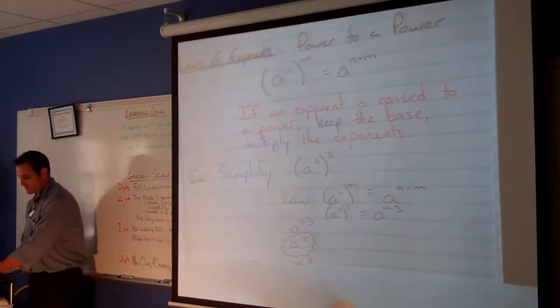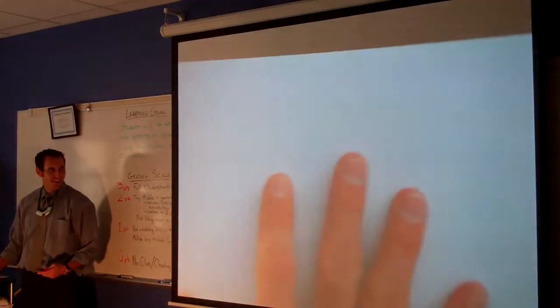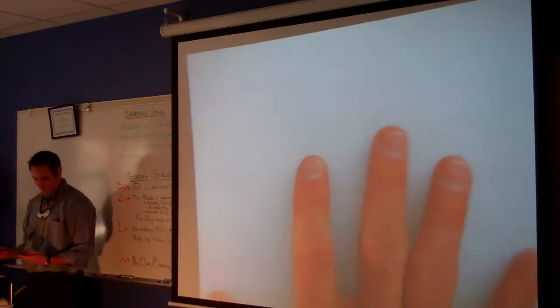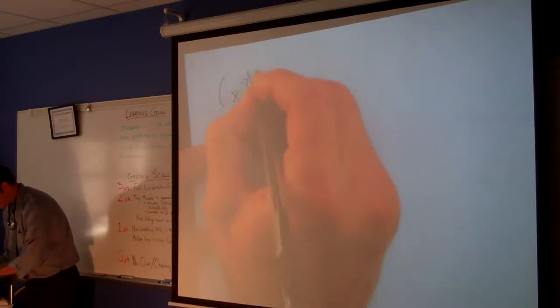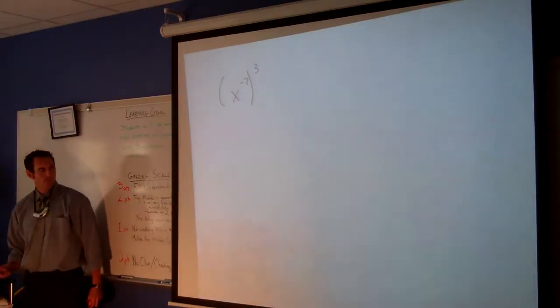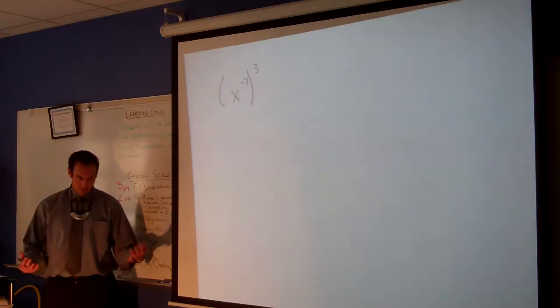So now we're going to cover a few examples where that law is used, but things may get a little bit more complicated. As you know, by this time, I like to see things get a little bit more complicated. So here's an example. What if we had an expression that looked like this? x to the negative 7, all of that raised to the 3rd power. We're going to simplify it.